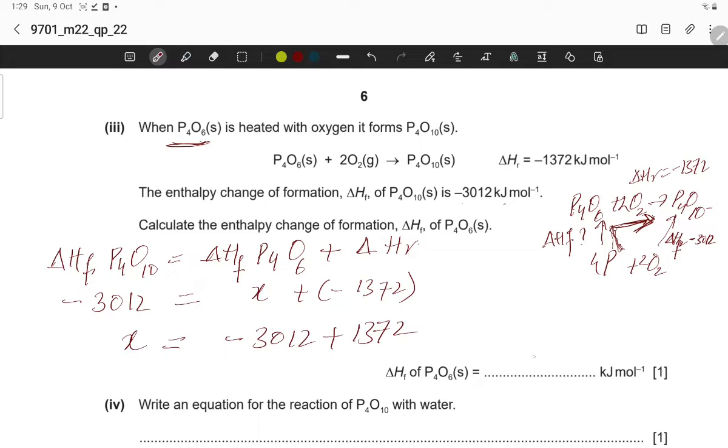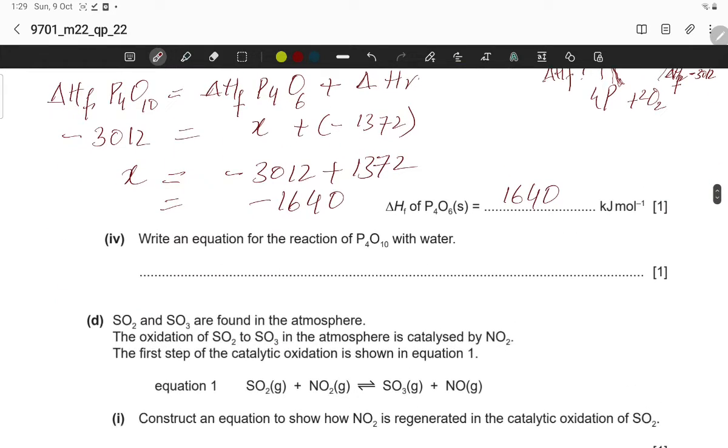Which is equal to minus 1640. Write an equation for the reaction of P4O10 with water, to form phosphoric acid, H3PO4.